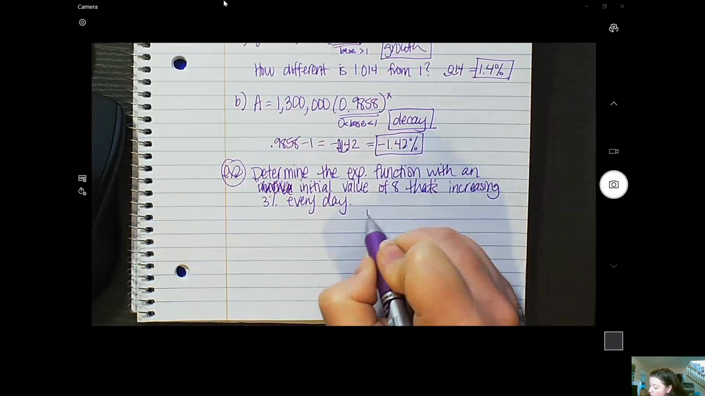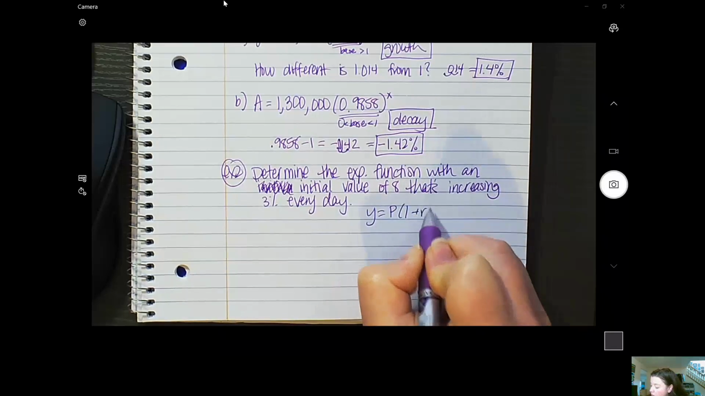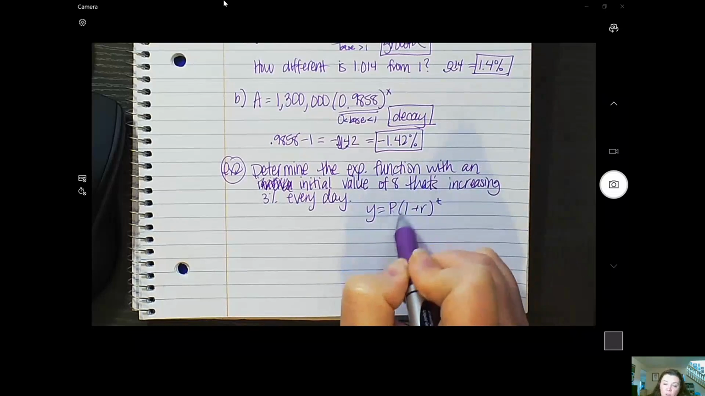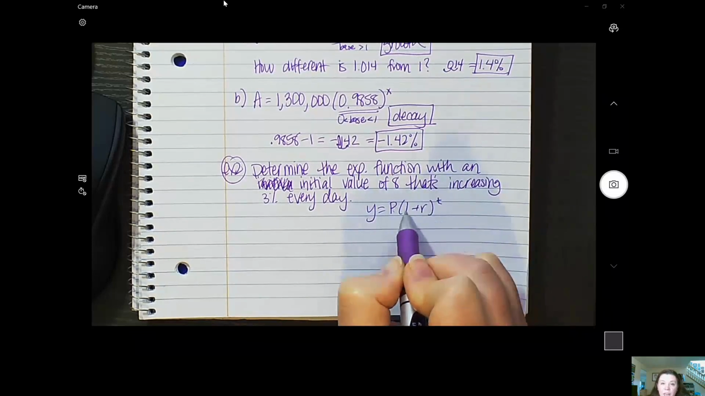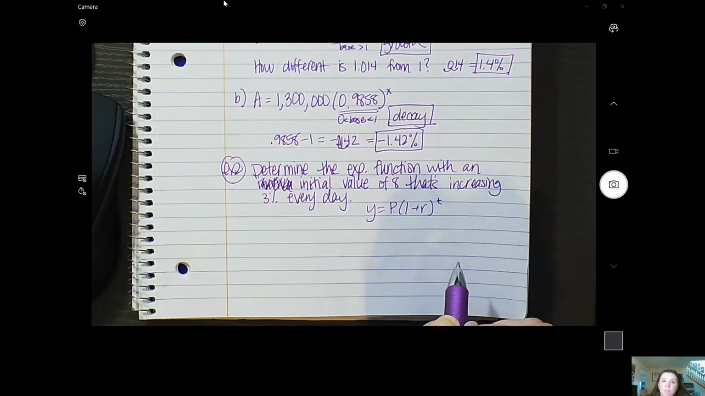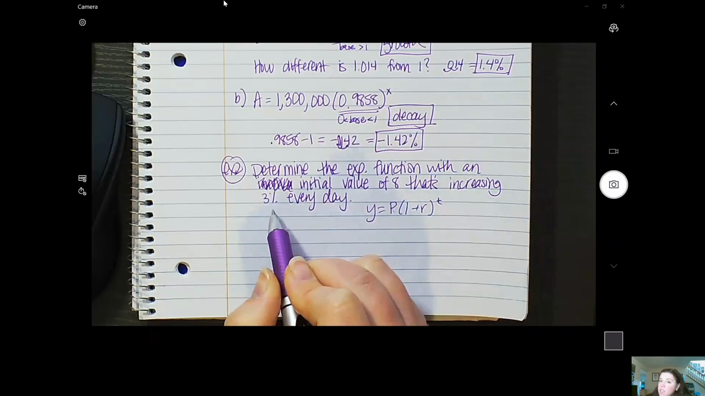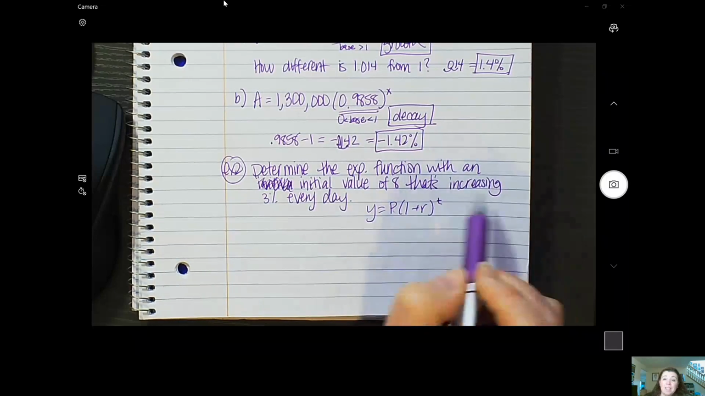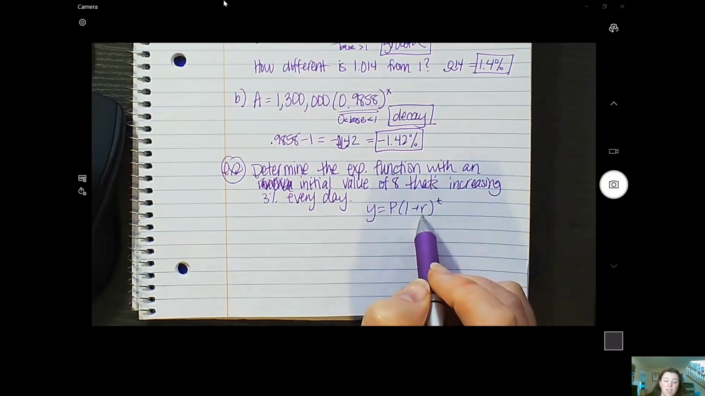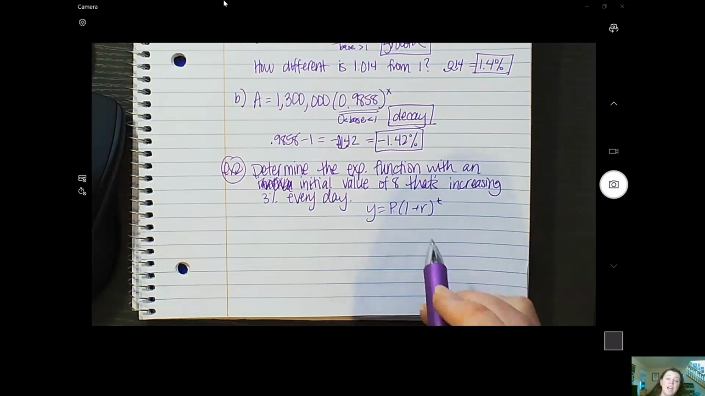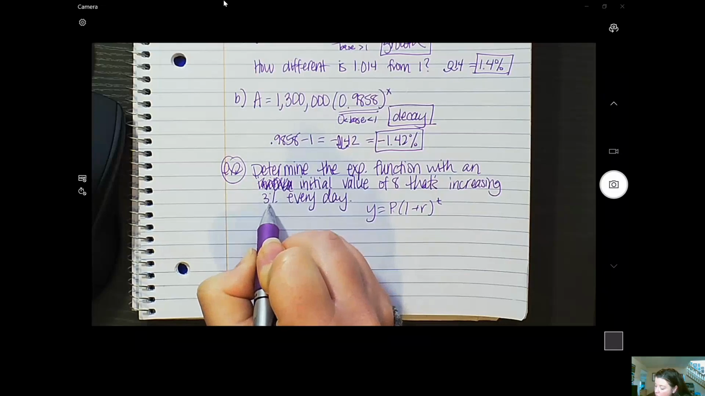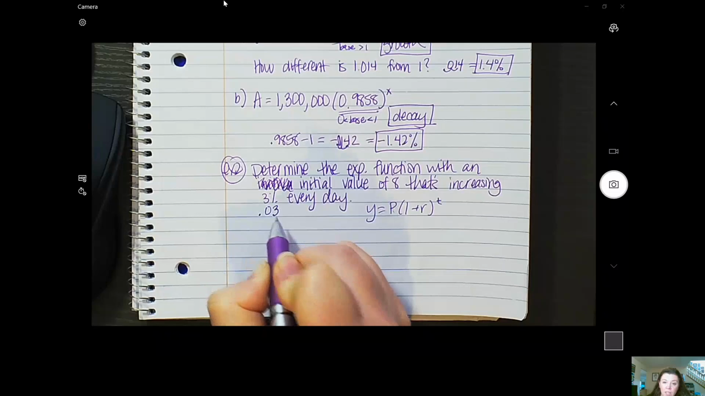Okay, so we're going to be filling in this model, right? We're going to put the initial value right in front of here, and then inside where the base goes, we're going to be either adding this 3% or subtracting this 3%, depending on the problem. So it's increasing, which means that we're going to add the 3%. But remember, R needs to be a decimal, not a percentage. So remind yourself that you're going to need to move the decimal over 2 places. So 3% is the same thing as 0.03.